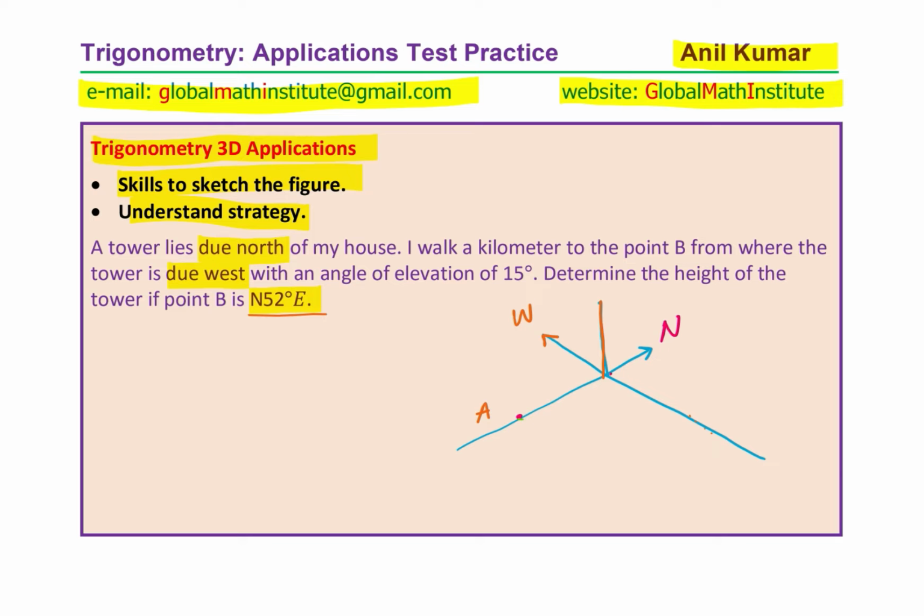So it really means that from this line north, we are looking at 52 degrees. So that is, let's say, 52 degrees. Let me write down: 52 degrees towards east, right? So like this, you get the idea. And then you reach the point B, and from B the angle of elevation is given to you, which is 15 degrees. You get the idea. So this angle is 15 degrees.